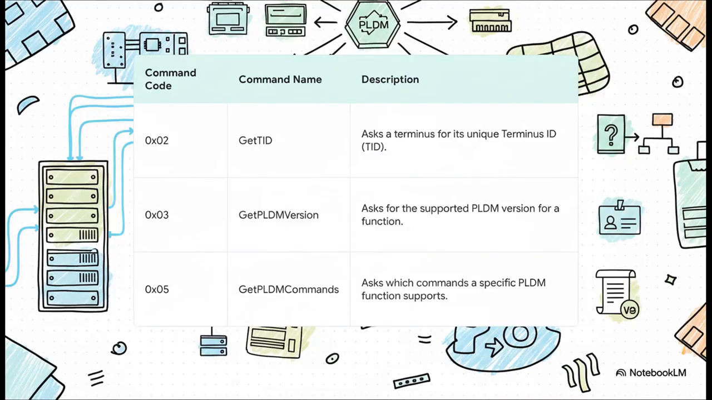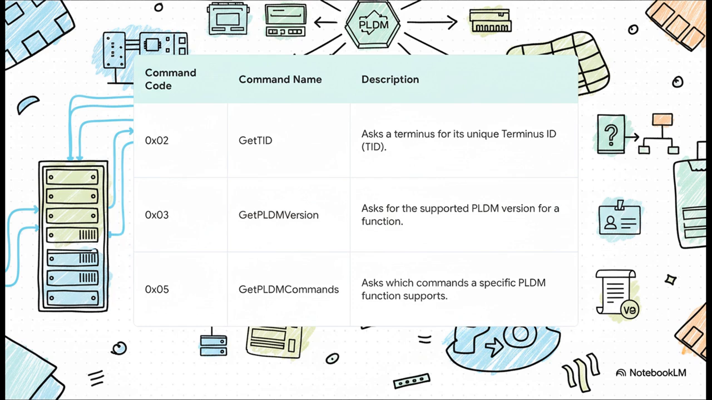So what do these commands actually look like? Well, here are a few basic examples right from the spec. You've got GetTID, which is kind of like asking, hey, who are you? It just gets the component's unique ID. GetPLDMVersion is a simple compatibility check, and my personal favorite is GetPLDMCommands.